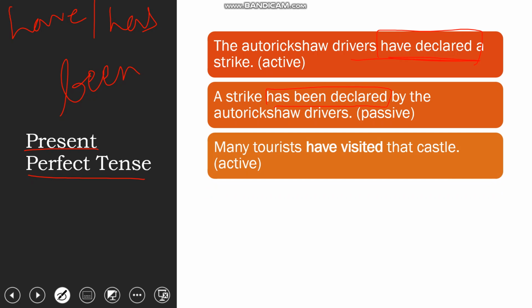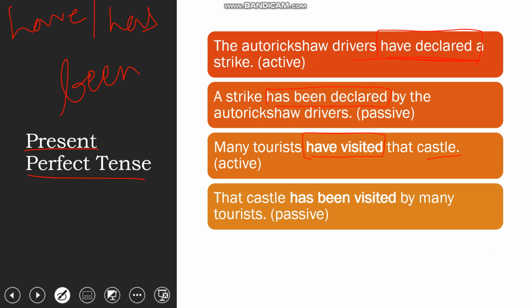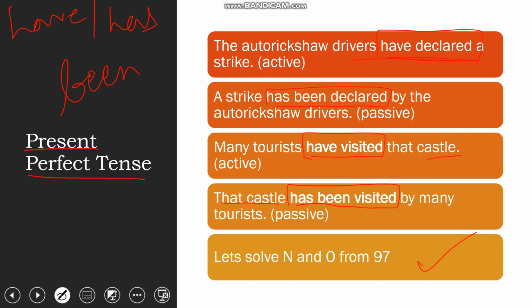Many tourists have visited the castle. Let's see how this has been changed. Have visited will become, since the main focus would be the castle, I'll have to change that to has. The castle has been visited by many tourists. Let's see how it is. See, the castle has been visited by many tourists. Now I want you to do N and O from page number 97.